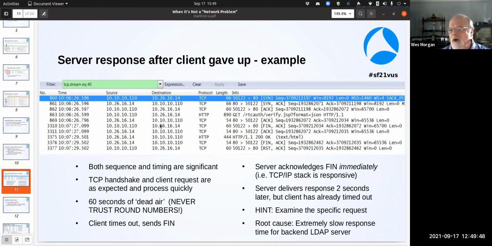So now we have to think about what's being requested. And we go look at the actual request. GET /RTC auth/verify.jsp. Well, that pretty much looks like an authentication URL. And it just so happens it is. A little investigation up at the application layer found that the server was consulting an LDAP server that had extremely slow response times. So the backend server was waiting on the LDAP server, but the client gave up first.